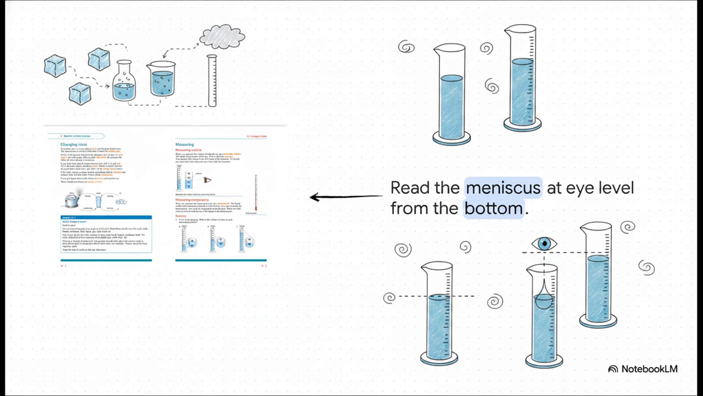You must bring your eye exactly level with the top of the liquid. From there, you measure the volume from the very bottom of the meniscus curve. It takes a little bit of practice, sure, but it is an absolutely fundamental lab skill for getting accurate data.